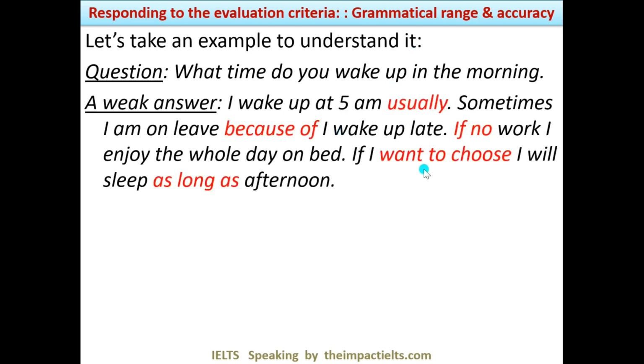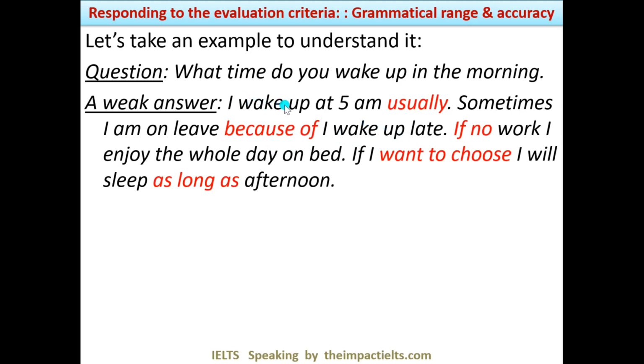And this red mark simply shows mistakes, or perhaps that variety has not been used. Either mistakes or lack of variety. So let's see. I wake up at 5 a.m. usually. Now there's a grammatical mistake. Usually should be used in the beginning. So it should be: usually I wake up at 5 a.m. Sometimes I am on leave because of I wake up late. Now you can see the 'because of' we cannot use before a complete sentence. So either you have to say 'because I wake up late,' or you have to use some other words.